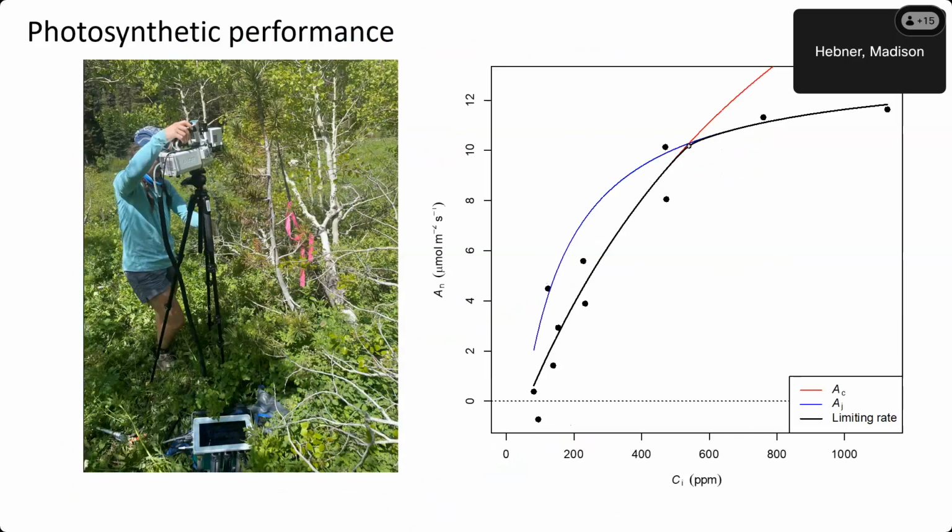So at each of these 3 sites, we looked at photosynthetic performance using the Licor, which Danielle mentioned earlier. We generated A-Ci curves for each individual. We have an example here on the right from an individual at Mile Creek.